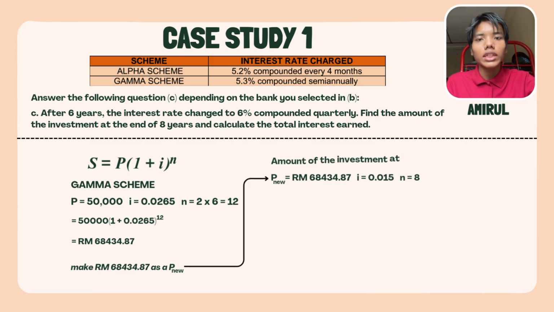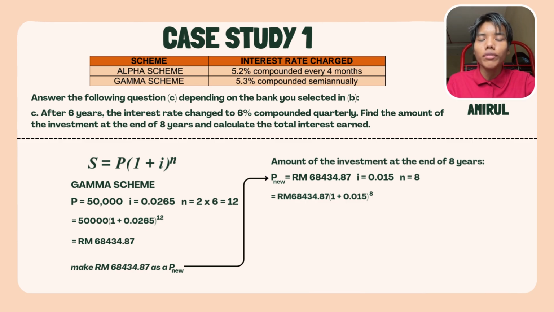So after 6 years, the interest rate changed to 0.015 and our N also changed to 8. We use the same formula but substitute the new principal. So new principal bracket 1 plus 0.015, bracket power of 8, and we get 77,091.37 ringgit Malaysian. So how to calculate total interest earned? Total interest earned is 77,091.37 ringgit minus 50,000, and we get 27,091 ringgit 37 cents. So that's all for case study 1.